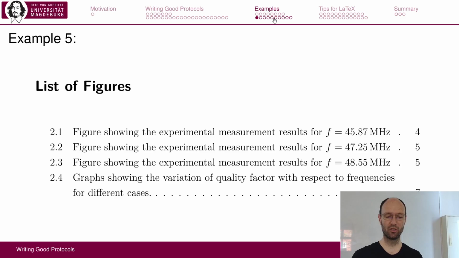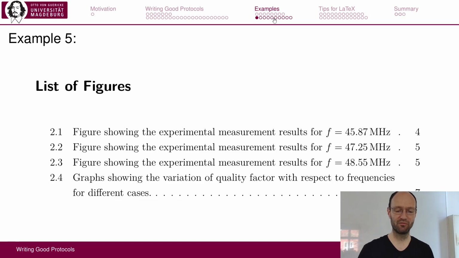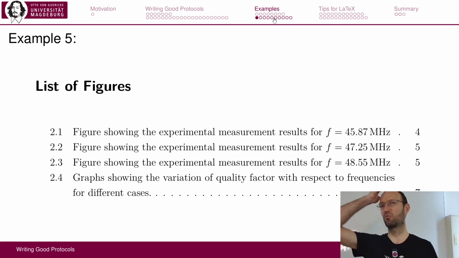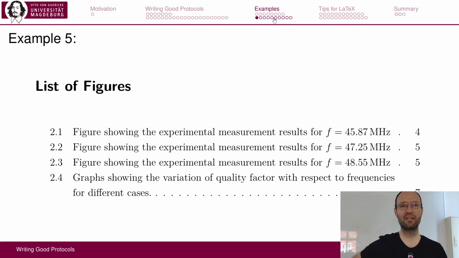Okay, so then we can have a look at some examples that are now more related to the content. So here we have a list of figures. What maybe could be improved related to this list of figures? I would say this is okay. I mean, this was measured. I would maybe insert for a frequency of f equals something like this and this in megahertz. I think this is probably okay.